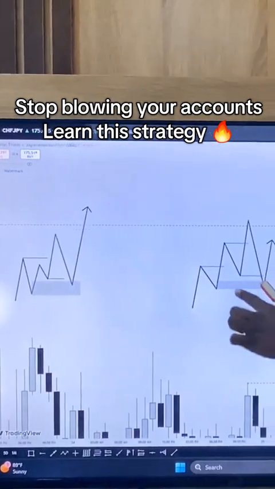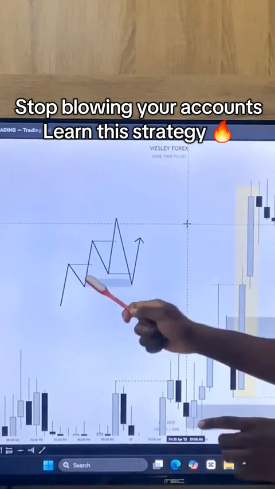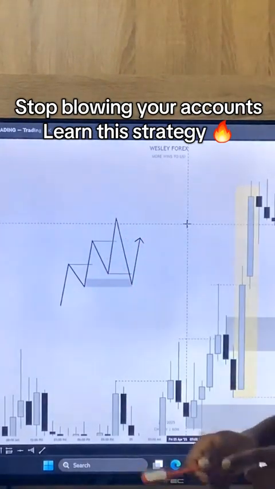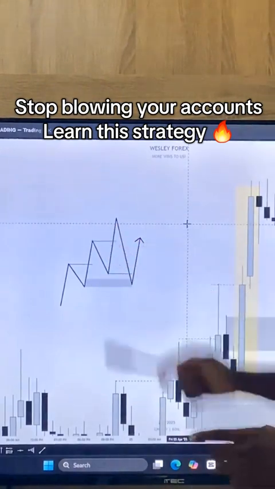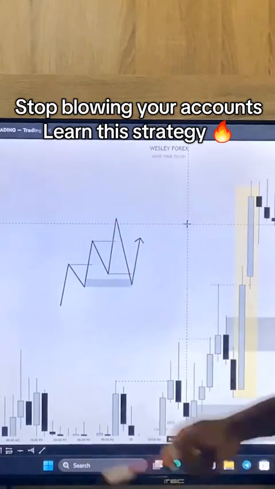Now, coming over to here, we do not have any internal liquidity. These are just straight moves. Straight moves. So basically, this means that the origin of this move will become the liquidity.